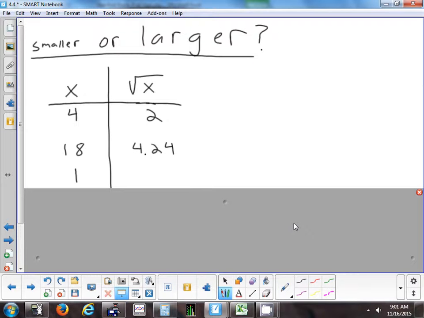How about here? What's the square root of 1? 1. So smaller or larger? Same. Okay, so sometimes it gets smaller. Sometimes it stays the same.